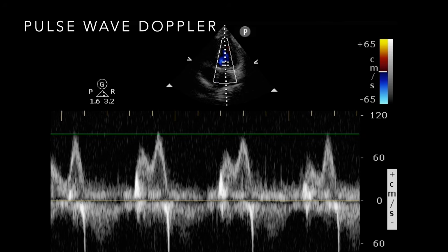And as you can imagine, if you're interrogating something very superficially, you can maybe get your PRF up a lot faster. But if you have to interrogate something way down at the bottom of the screen, it's going to take a lot more time for that sound to go all the way down there and back up. So you're limited even there with how fast you can get that pulse repetition frequency up, how fast you can make that happen.